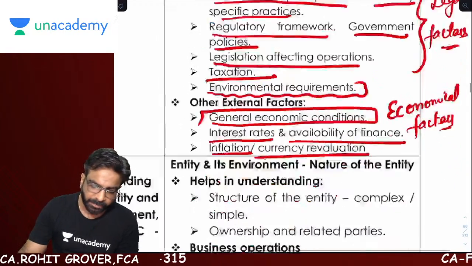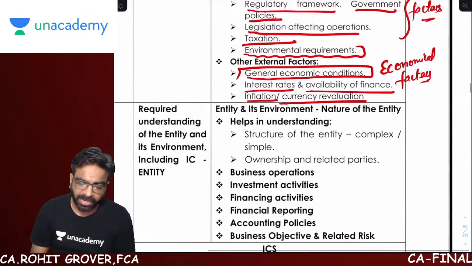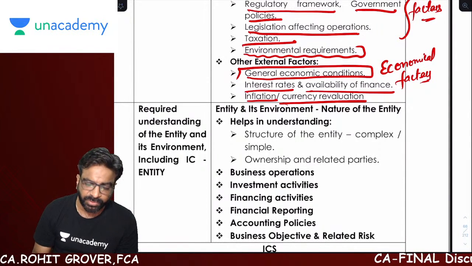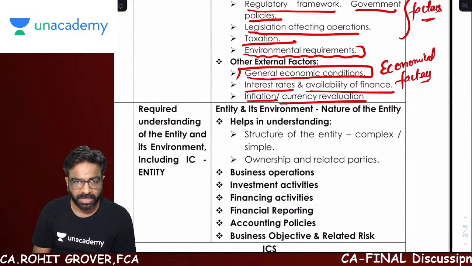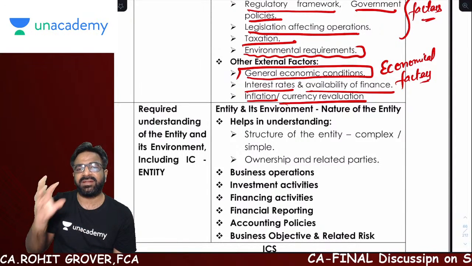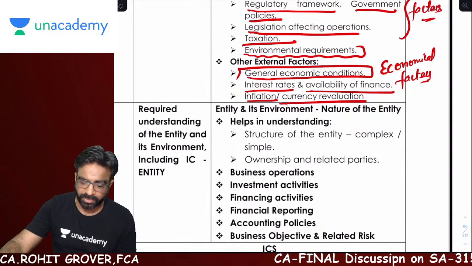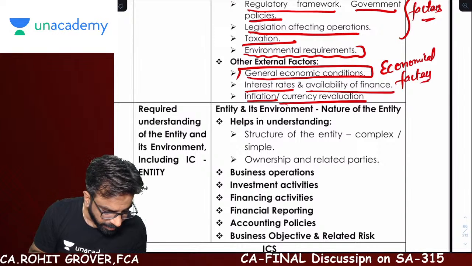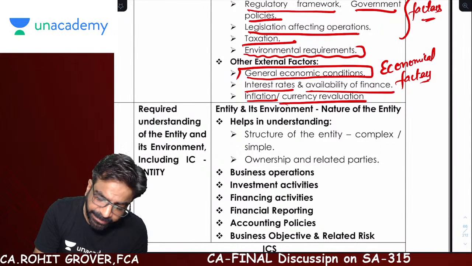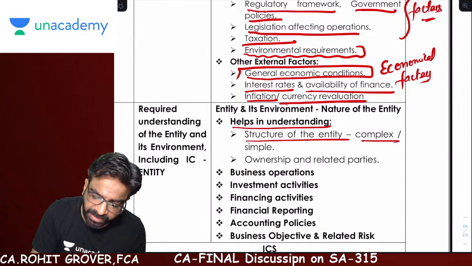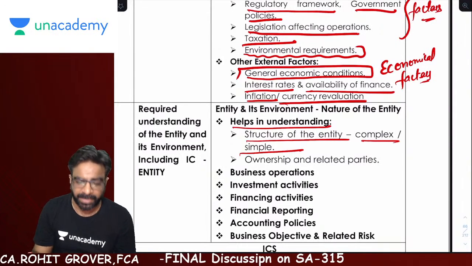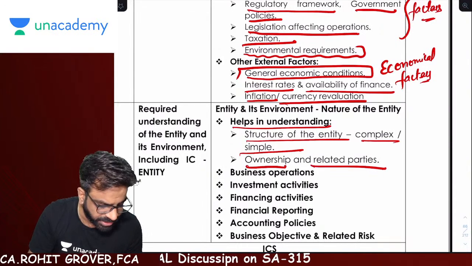Clear, everyone? Now, entity: required understanding of the entity and its environment through the internal control systems. Are you getting the point? How can we understand the entity and its environment through the internal control system? It helps in understanding the structure of the entity, whether the business is simple or complex. It helps you in understanding the ownership and related parties.